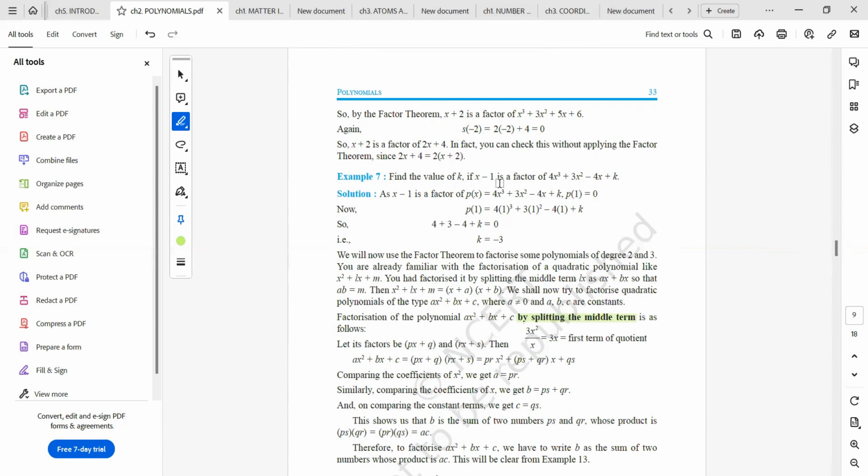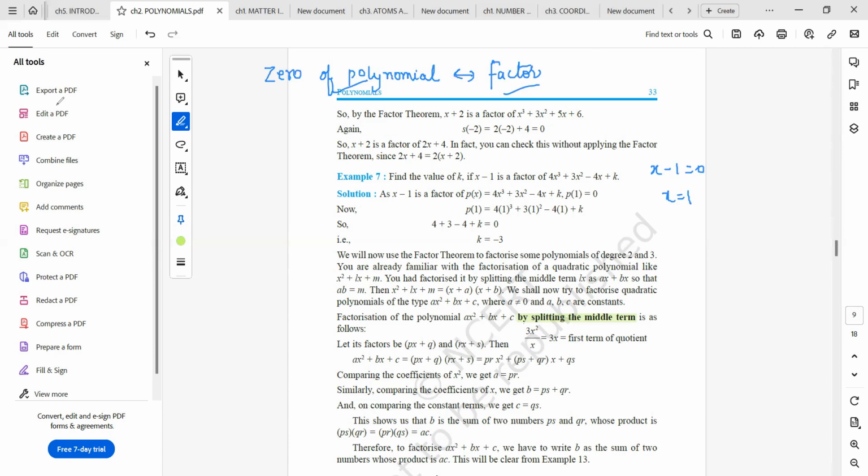Find the value of k if x minus 1 is a factor. If x minus 1 is a factor, that simply means x equals 1. So put x equals 1 and calculate the value of k. Okay, so there are two things. First is the zero of the polynomial and second is the factor. If it is a factor, it will be the zero of the polynomial, and if it is a zero of the polynomial, it is a factor. So if you want to check for the factor, simply check the zero of the polynomial. Fine. That is how you can check the factor.